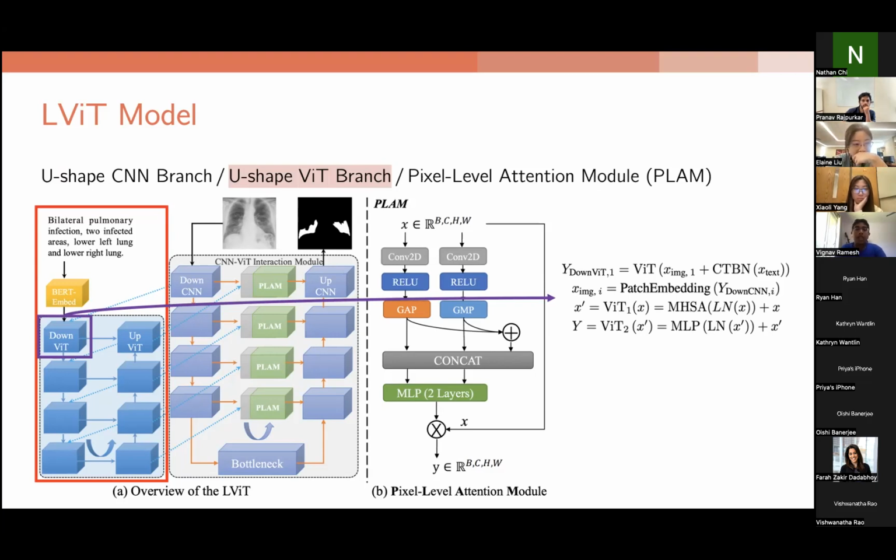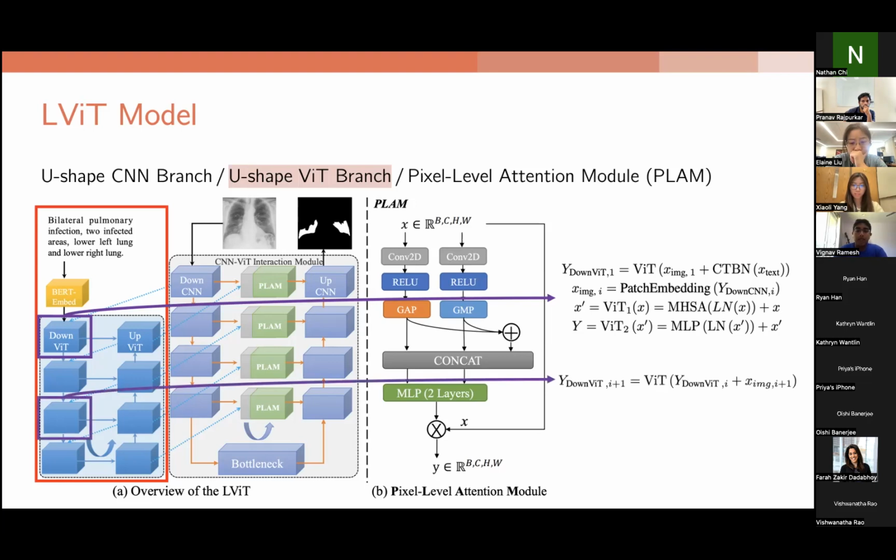ViT represents the transformer encoder, and it consists of the multi-headed self-attention, or MHSA layer, and a multi-layer perceptron, or MLP layer. LN represents the normalization layer, and the CTBN block consists of the convolutional layer, batch norm layer, and ReLU activation layer for aligning the feature dimensions of X sub image 1 and X sub text. All of these equations correspond to this first down ViT module that directly gets the input from BERT.